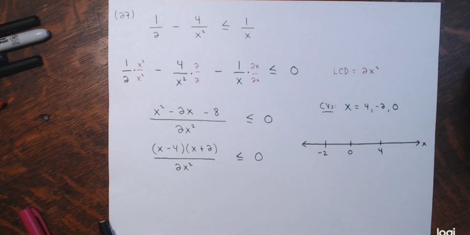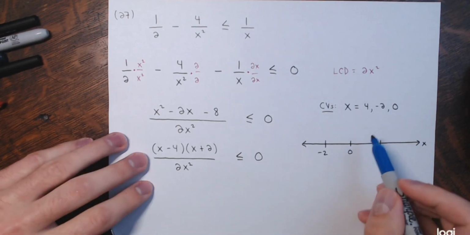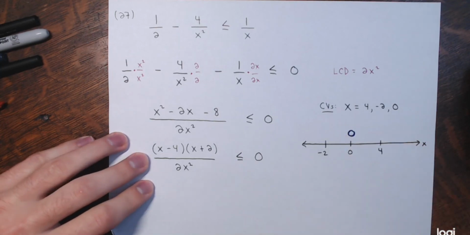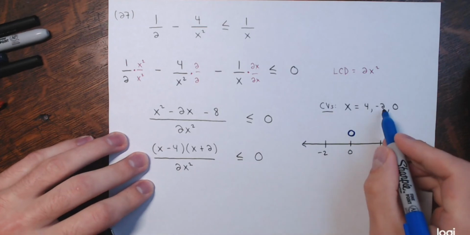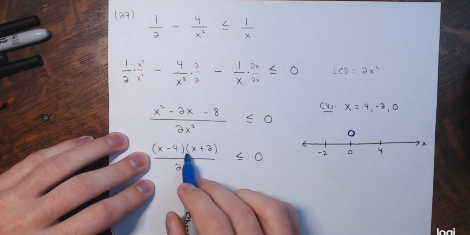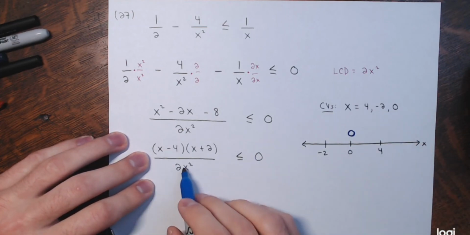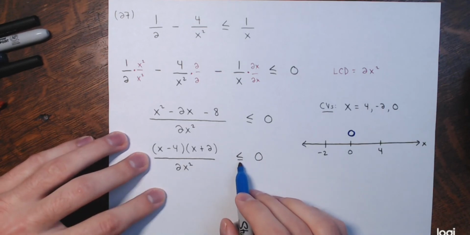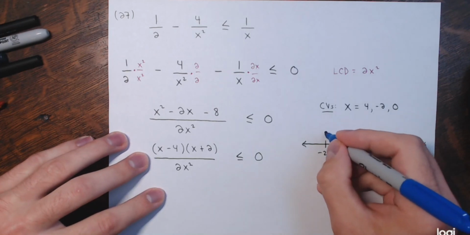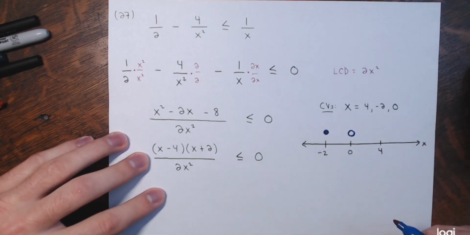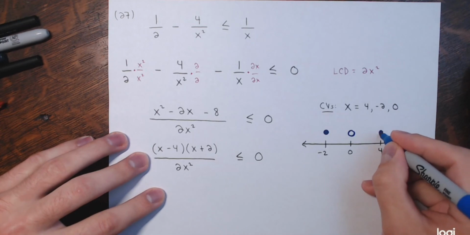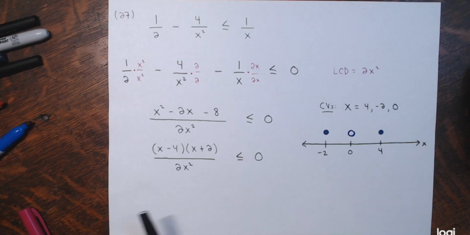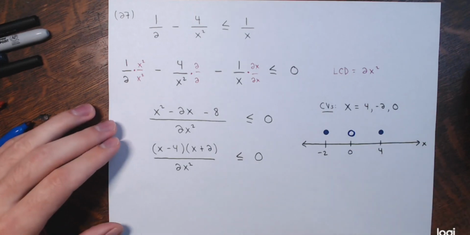Now, plugging these in. 0 would be bad because it makes the denominator 0, right? So 0 is not a solution. I put an open point above that. But negative 2 and positive 4, both of those make the left side 0. And is 0 less than or equal to 0? Yeah, it satisfies the equal part. So negative 2 is a solution, closed point above that. Positive 4 is a solution, closed point above that. Right. And now I test a value in each of these four intervals.